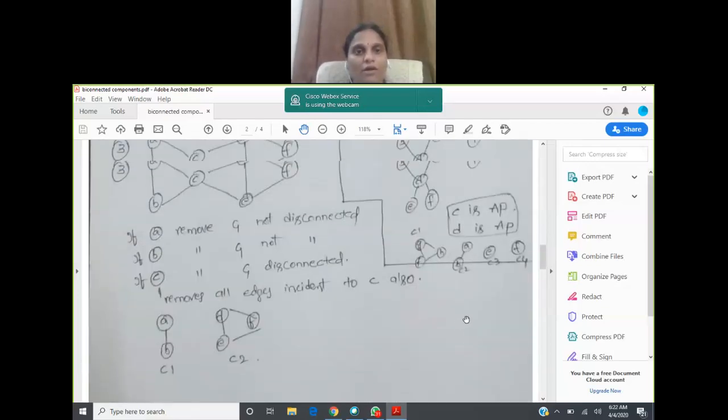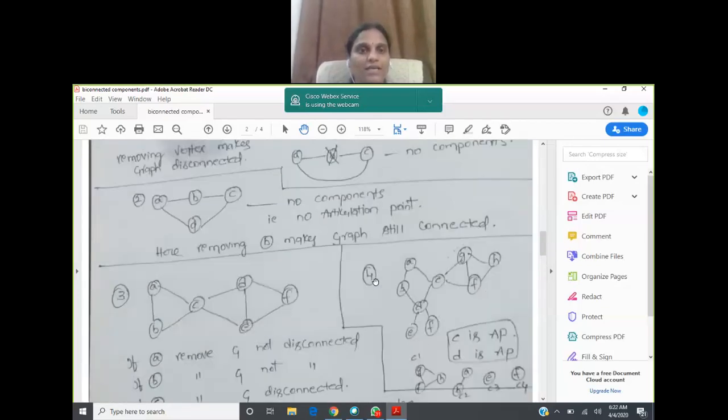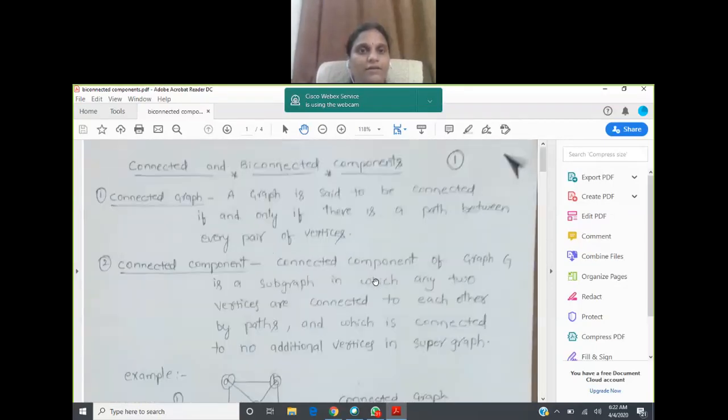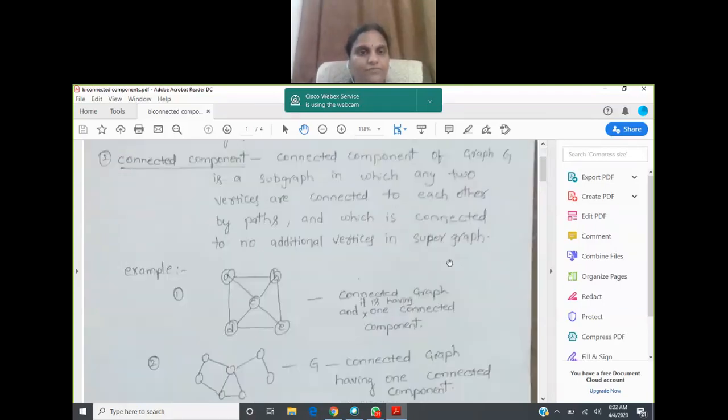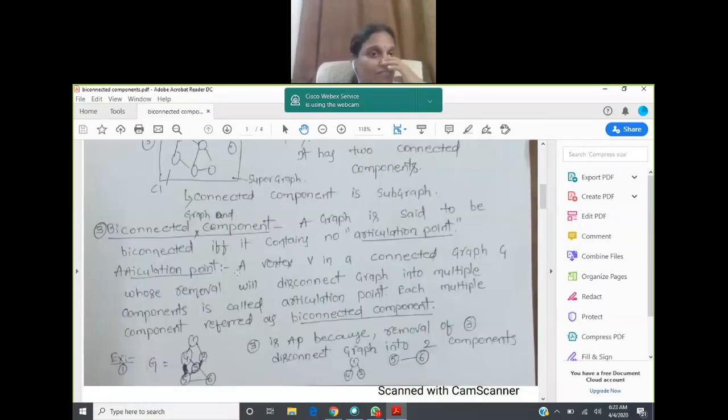Hope you all have understood what connected components and biconnected components are. Once again I am repeating, a graph is said to be connected if and only if there is a path between every pair of vertices. A connected component is a subgraph in which any two vertices are connected to each other, and there should not be a connection to any vertices in the supergraph. And what is a biconnected graph? A graph is said to be biconnected if and only if it doesn't have any articulation point. Then what is an articulation point?